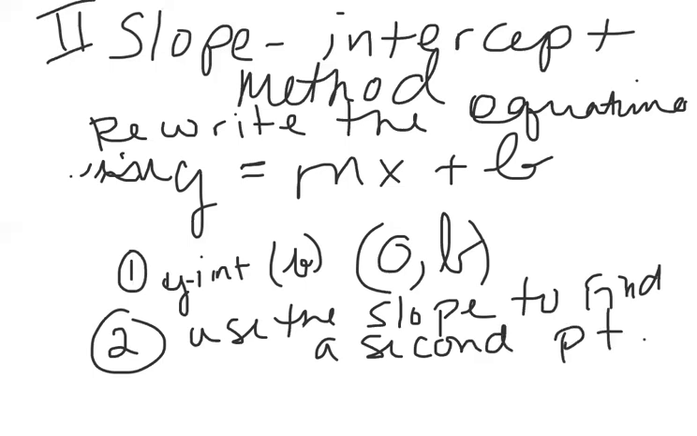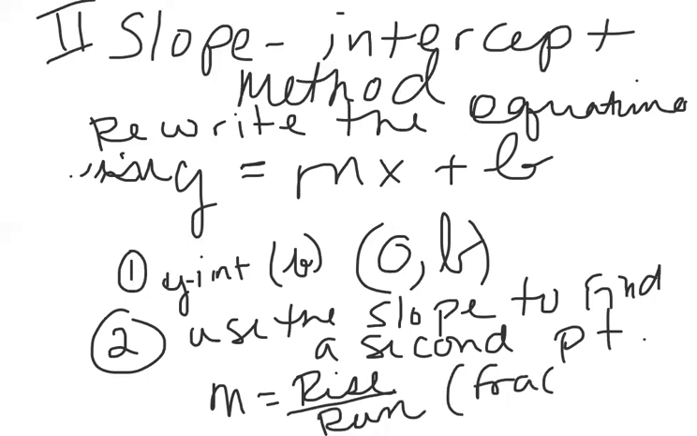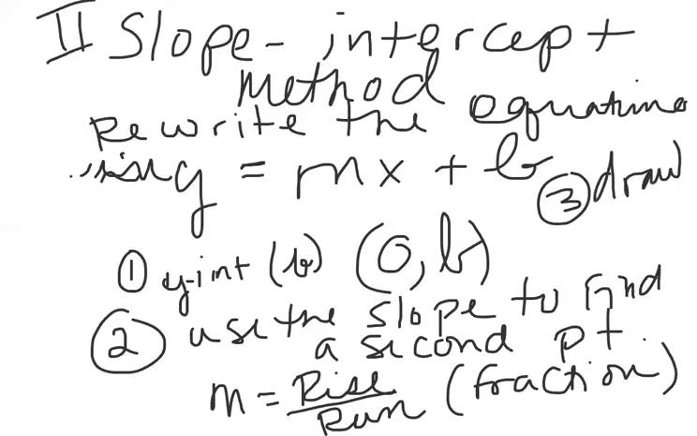Okay, so guys, the slope is the m value. Remember, the m value needs to be in the form of rise over run. So in other words, it needs to be a fraction. If it's not a fraction, you need to change it into a fraction. So once again, you're going to use the slope, rise over run, to find a second point. Once you find your second point, the last step, guys, is to go ahead and draw your graph. But you must make sure your equation is in the form of y equals mx plus b.